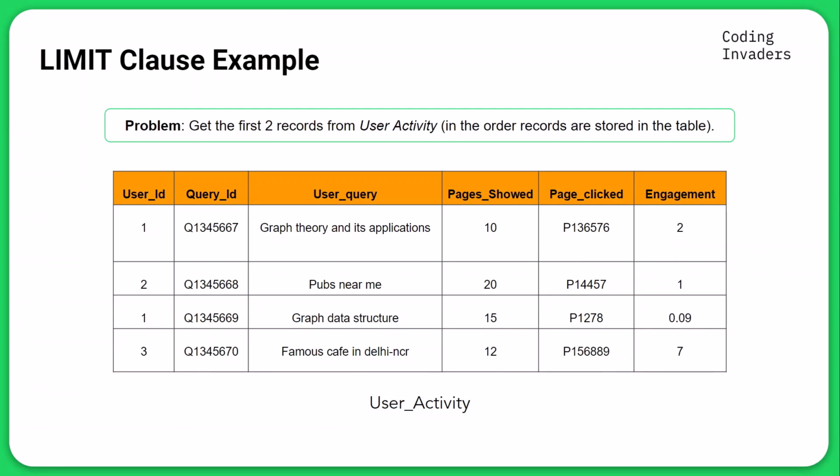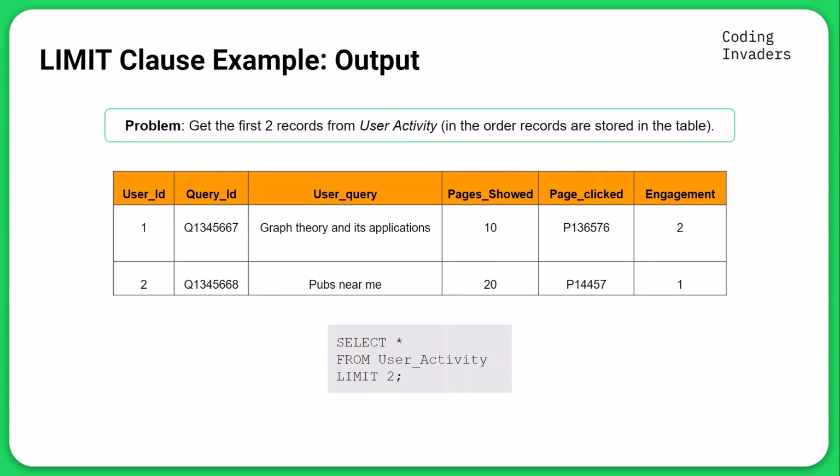Let's consider the user activity table from a search query. Along with this problem, that is to get the first two records from the user activity, in the order records are stored in the table. The table has 6 columns and 4 rows, which shows user ID, query ID, what is the query, pages showed, clicked, and engagement value. As per the problem, the first 2 rows of the table should be the output. As shown, the highlighted rows should be the output. And this can be done easily with SQL using the limit clause.